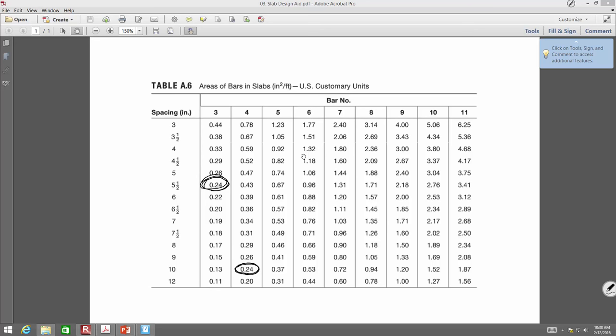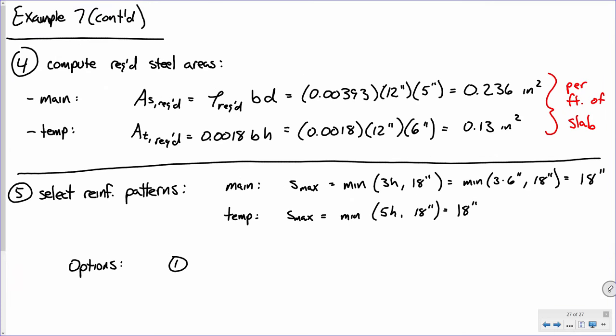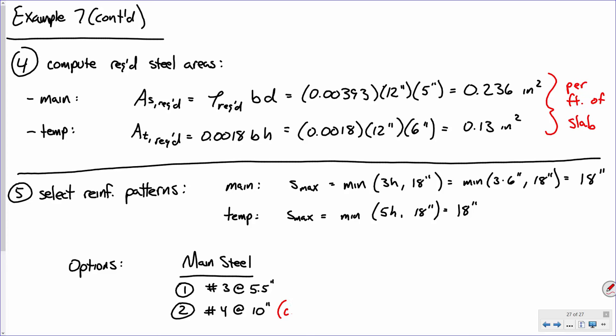So, Mr. Yukonik, if I got the same area of steel with this and this, which one do you think you would go with, the number 3s or the number 4s? I'd go with the number 4s because it's less bars to deal with because they're spaced farther apart and we still meet requirements. Does that make sense? Okay, so let me erase this and redo this a little bit. For main steel, we had 2 options. We had number 3s at 5.5 inches, and we had number 4s at 10 inches. And I say choose this one. It's less bars to deal with, okay?